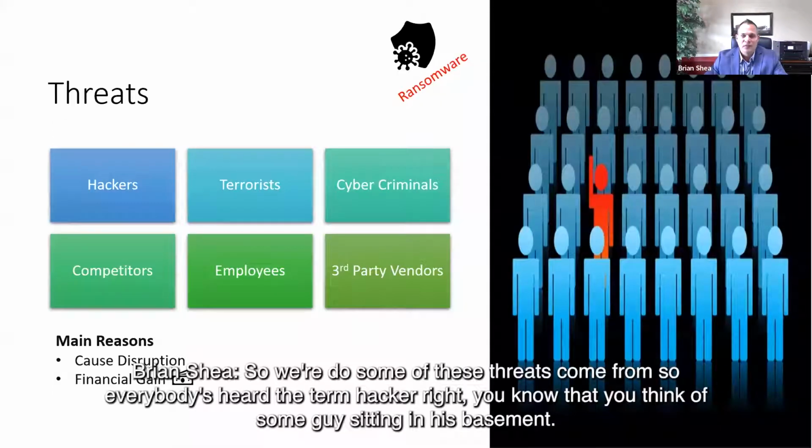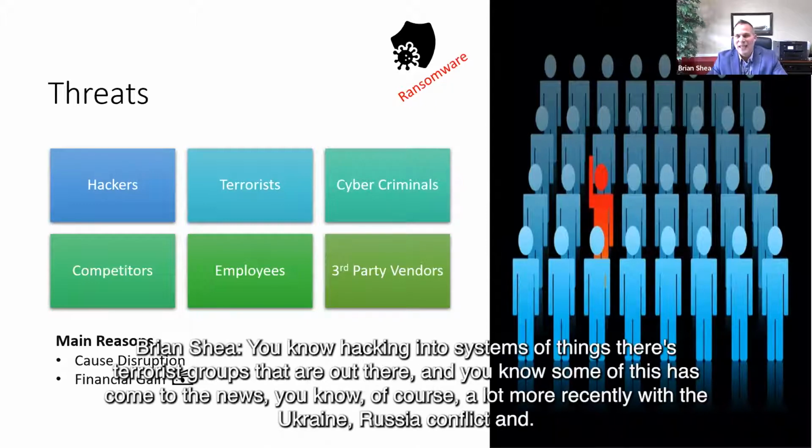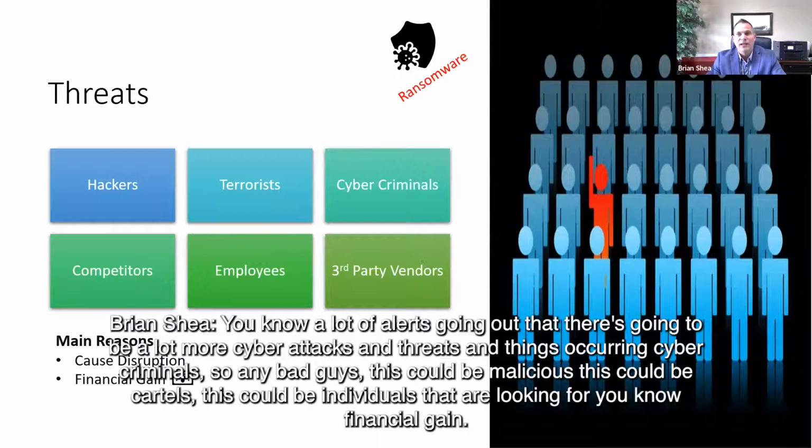So where do some of these threats come from? Everybody's heard the term hacker, right? You think of some guy sitting in his basement, hacking into systems and things. There's terrorist groups that are out there. And some of this has come to the news, of course, a lot more recently with the Ukraine-Russia conflict, and a lot of alerts going out that there's going to be a lot more cyber attacks and threats occurring. Cyber criminals. So any bad guys, this could be militias, this could be cartels, this could be individuals that are looking for financial gain.